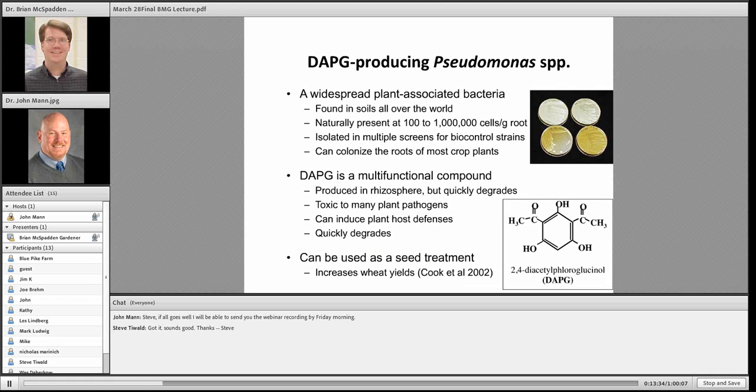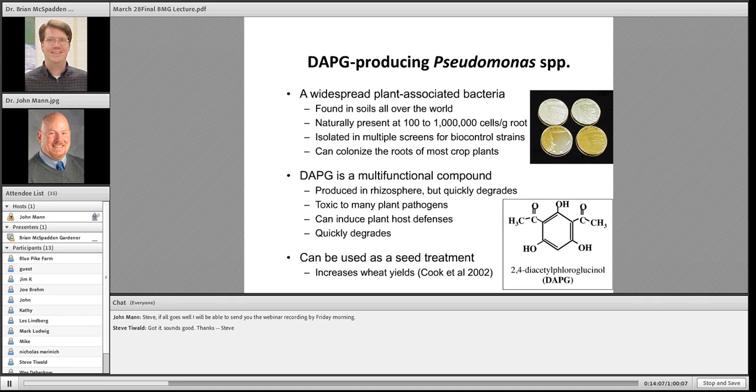So now let me turn to briefly describing a group of microorganisms that was not discovered in my laboratory, but I've been working on for over a decade. This group is a group of bacteria known as fluorescent pseudomonads, and I'm not too concerned with the scientific details other than you'll sometimes see this term DAPG, which represents this molecule here, which is produced by these bacteria. Now, this molecule is known to be an antibiotic.